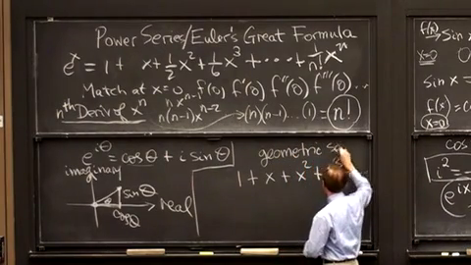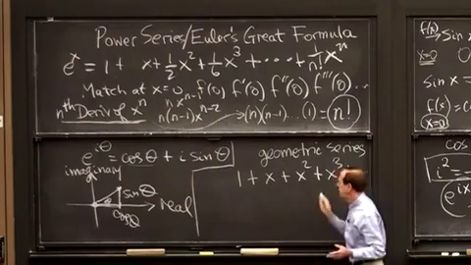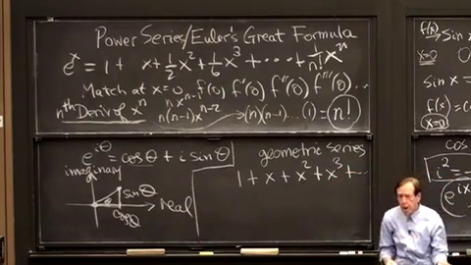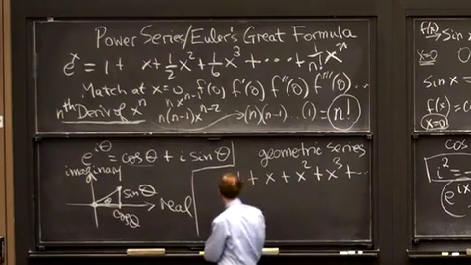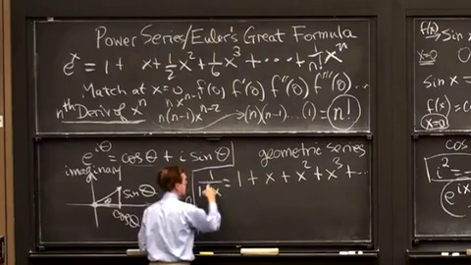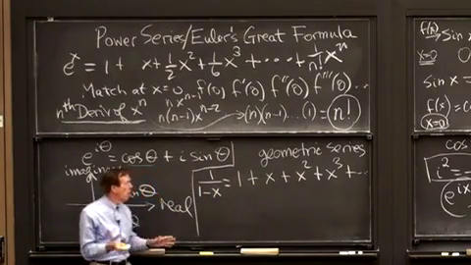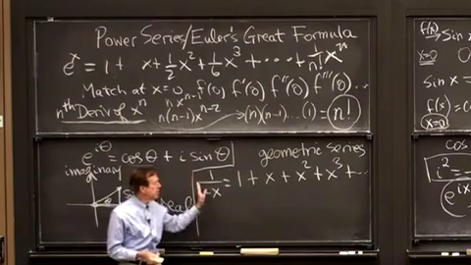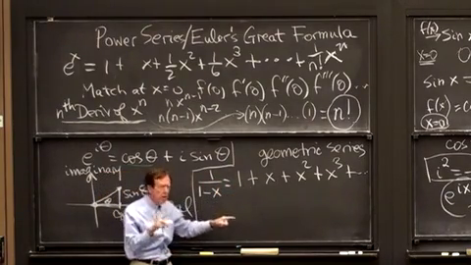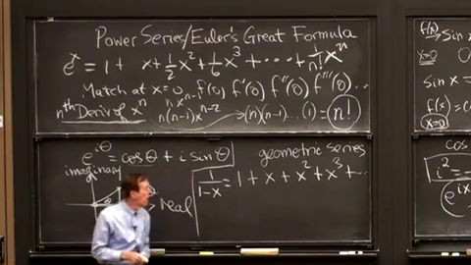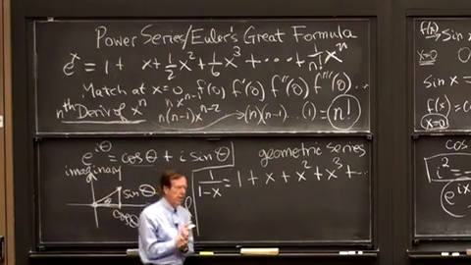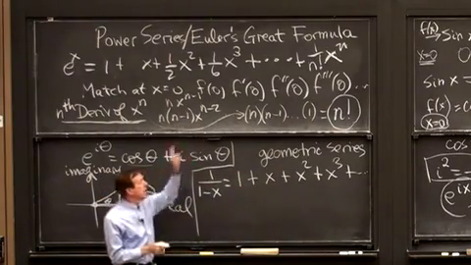So that's a Taylor series, that's a power series, and the function it comes from happens to be 1 over 1 minus x. That's the function. And you'll see why. If you multiply both sides by 1 minus x, I'll get 1 here, and everything will cancel except the 1. So that's it.